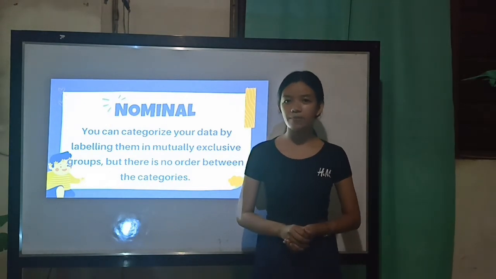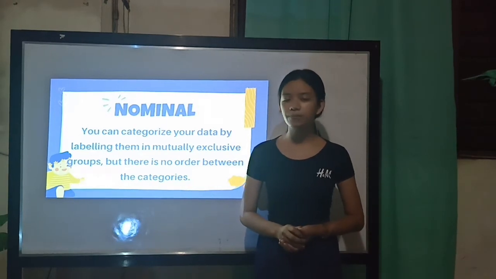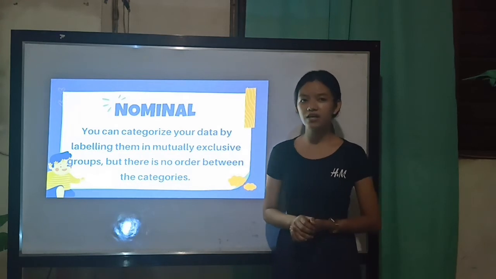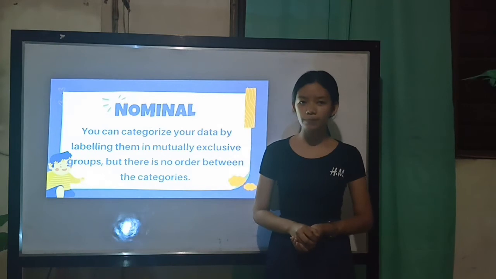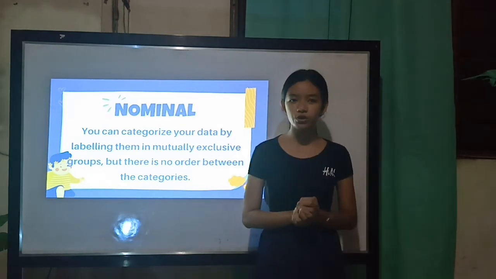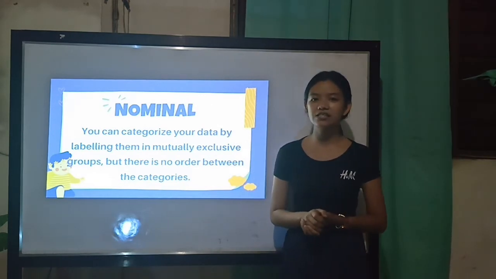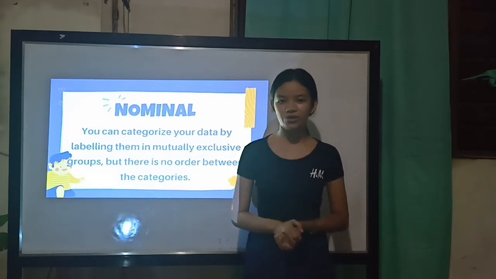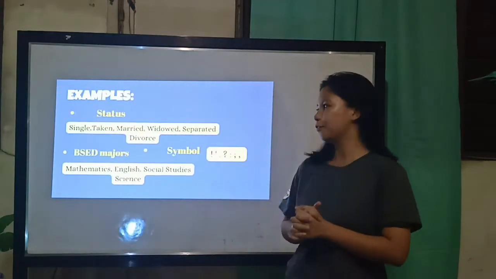Another way to think about levels of measurement is in terms of the relationship between the values. There is no relationship between the categories. When using the nominal level, always bear in mind that there is no order to the groups you use to classify your variable. One category is not higher than, better than, or greater than another. And now, I'm going to show you examples of the nominal level.